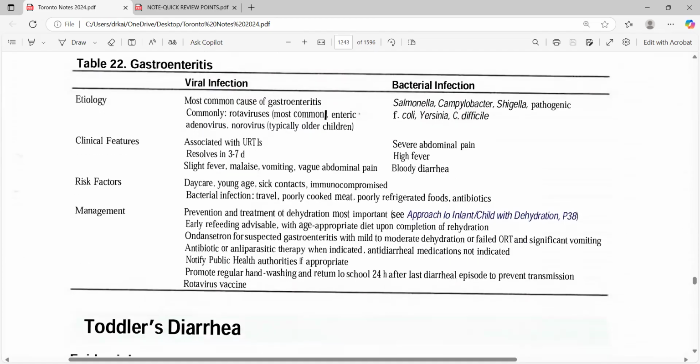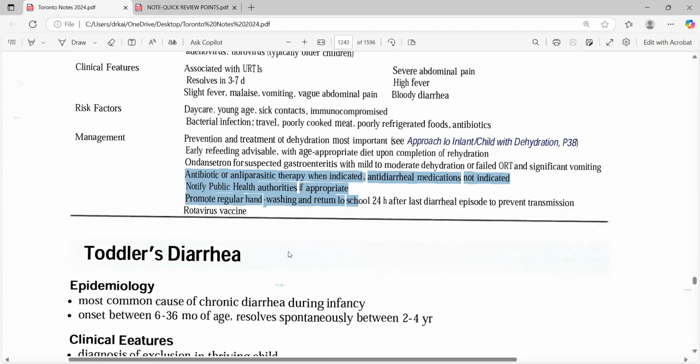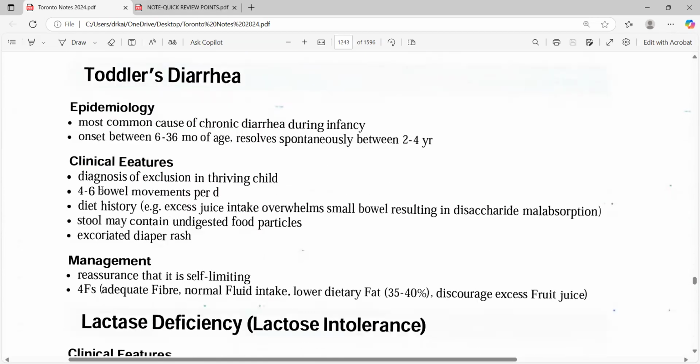The management is prevention and treatment of dehydration. Early refeeding, and then ondansetron should be given, antibiotics, antiparasitic. One of the most important things in viral or bacterial infection is that you have to notify public health. This is one of the things they are looking for. After treating, if you have seen too many cases, what will you do next? As a family physician, your main aim is notifying public health, promoting regular hand washing, return to school, and then giving the rotavirus vaccine.